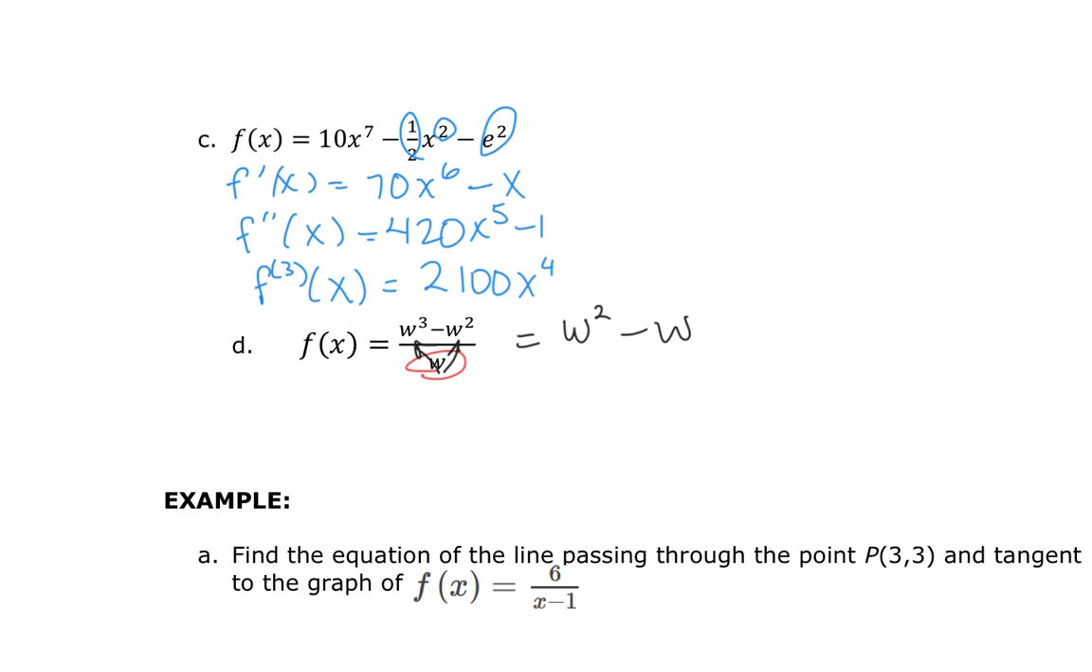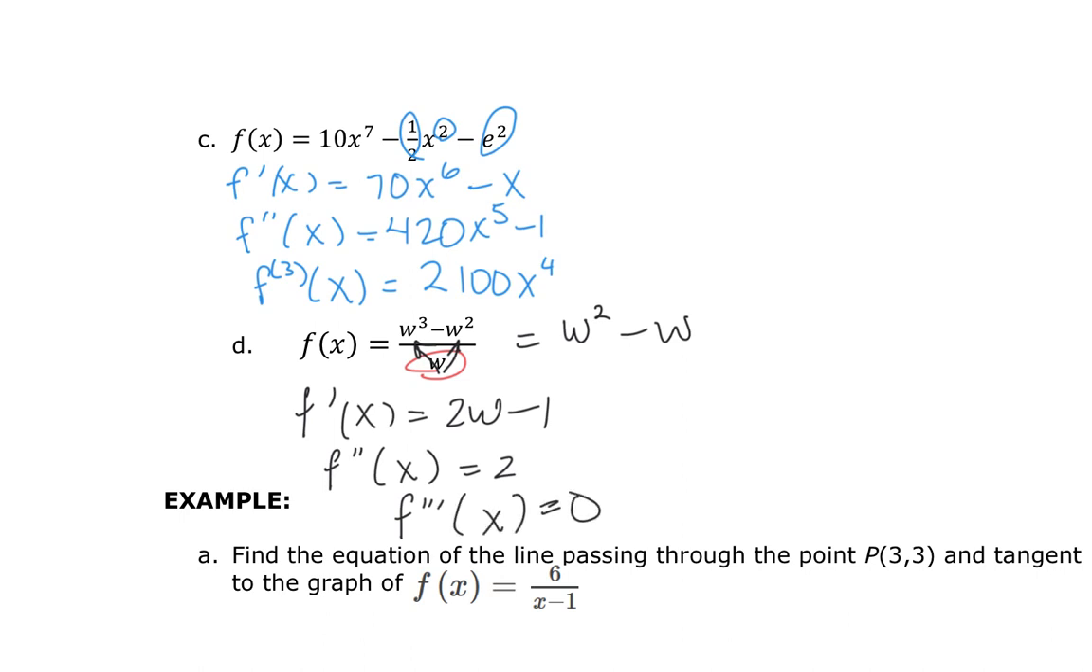Okay, now I'm ready to do my derivatives. F prime of x is going to be 2w minus 1. F double prime of x is going to be 2. F triple prime of x is going to be 0. Way easier than the quotient rule.